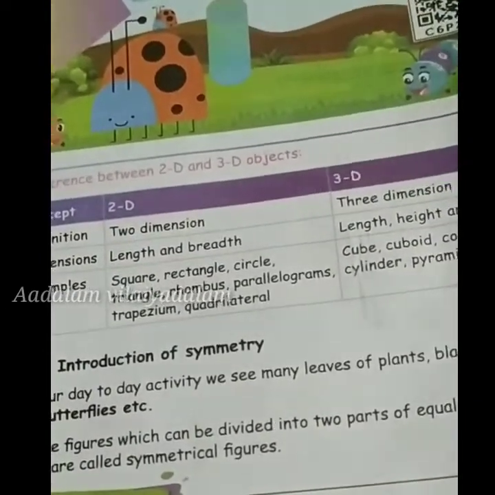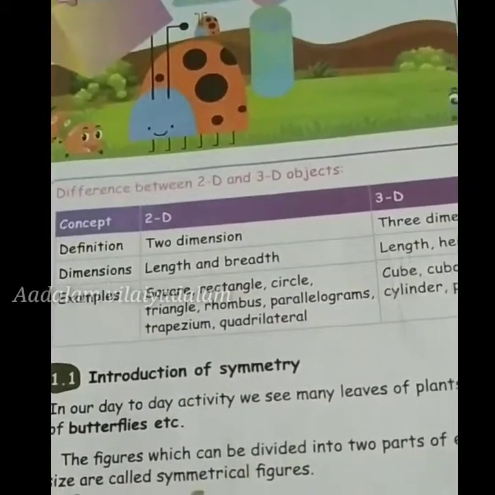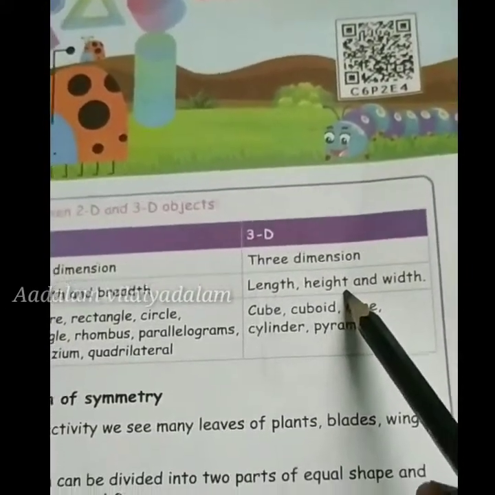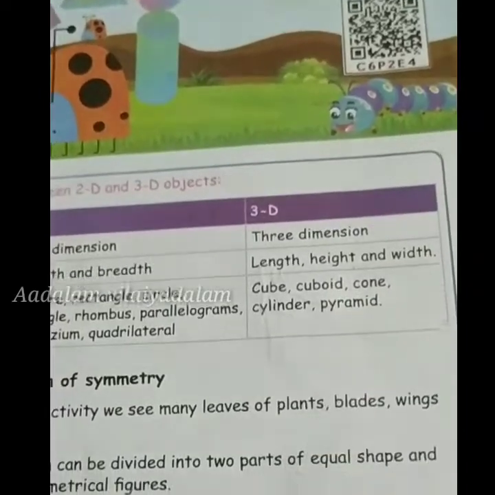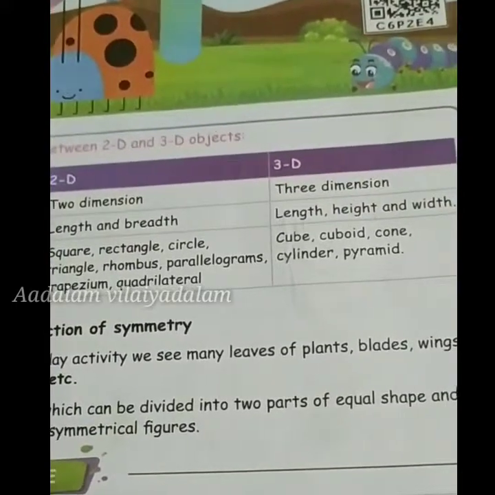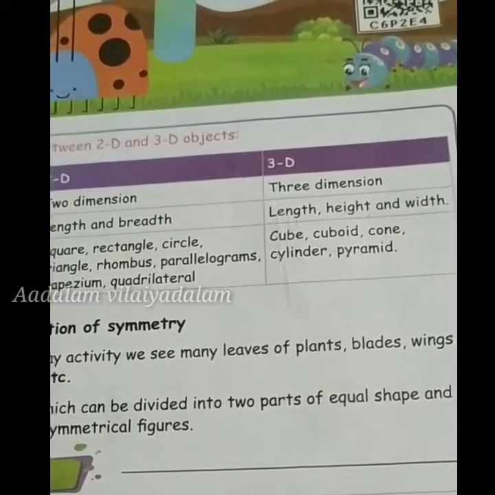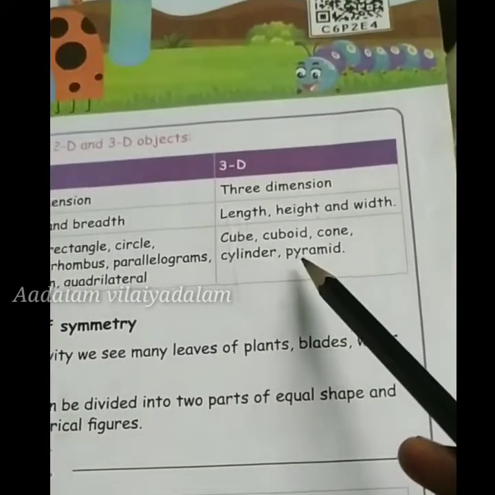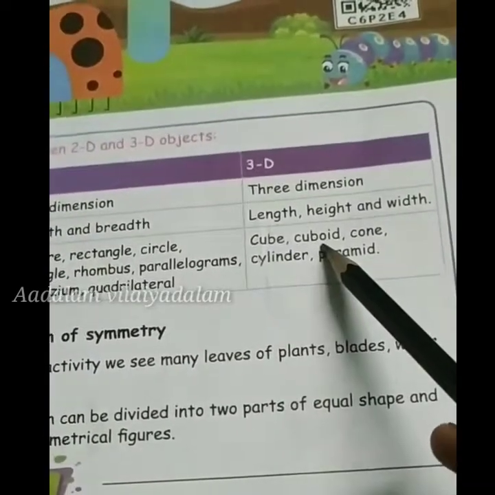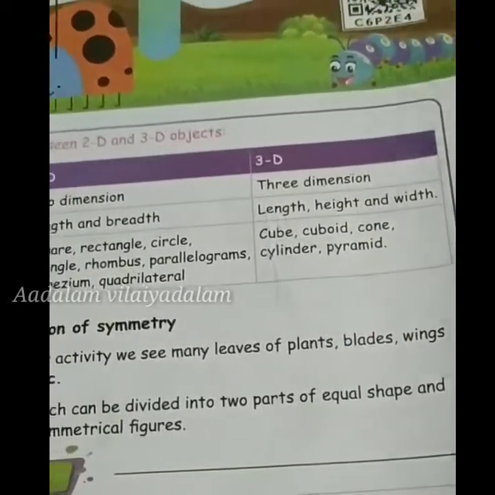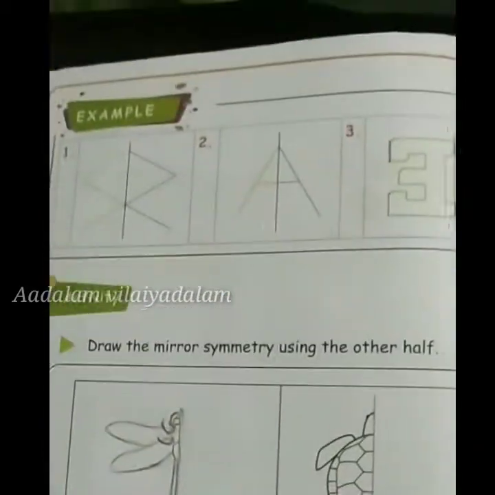Here we are going to study 2-dimensional and 3-dimensional figures. All of you know 3-dimension means the height of the figure. The top portion is seen in the drawn figure, so we can see the top of the 3-dimensional figures. You have figures like cube, cuboid, cone, cylinder and pyramid, all coming under the 3-dimensional figures. Next, let's move on to the next figures.